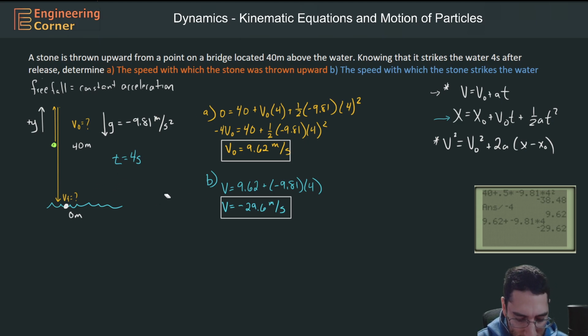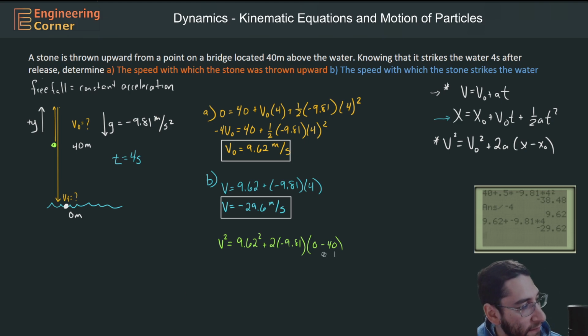Now, what happens if you decided to use this second equation right here? So if you decided to use this second equation and you said v squared is equal to my initial velocity squared, so 9.62 squared plus 2 times minus 9.81 times x minus x naught. So x is my final position, which is 0. X naught is my initial position, which is that 40.